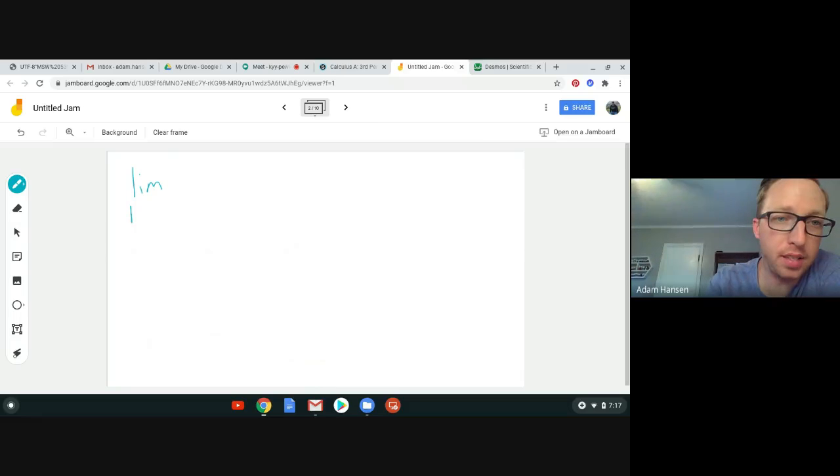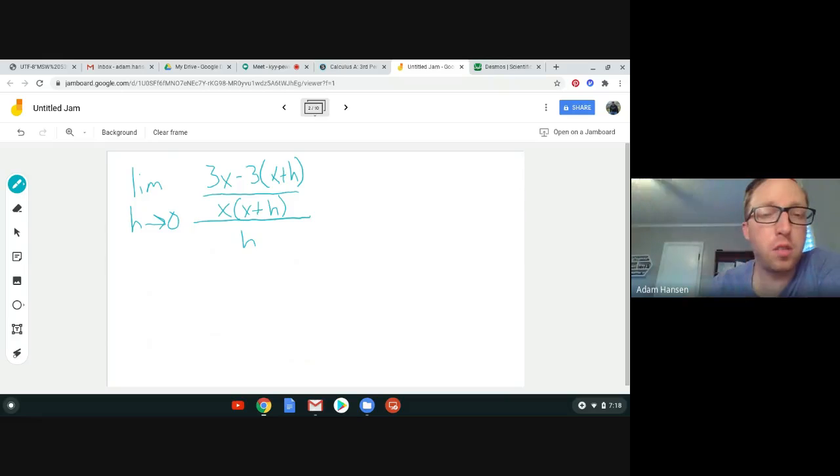As the limit as h approaches 0 of 3x minus 3 times quantity x plus h, over x times quantity x plus h, still all divided by h. Now this is where it can get confusing for some people. Rather than dividing by h, I'm going to multiply by the reciprocal.